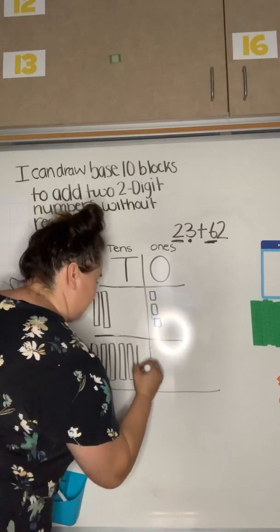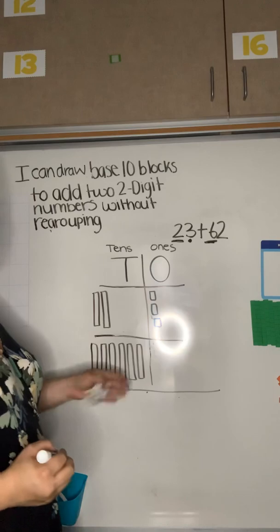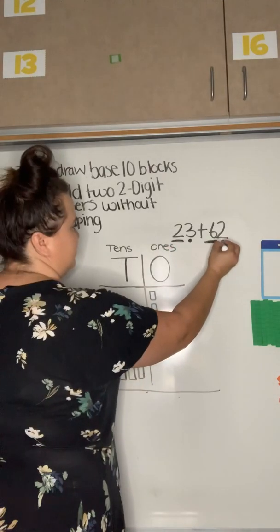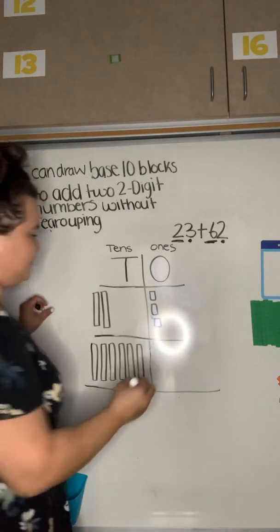All right. So now I have 6 10 rods. Now, how many 1s are in the number 62? How many 1s do I need to draw? 2, good job.